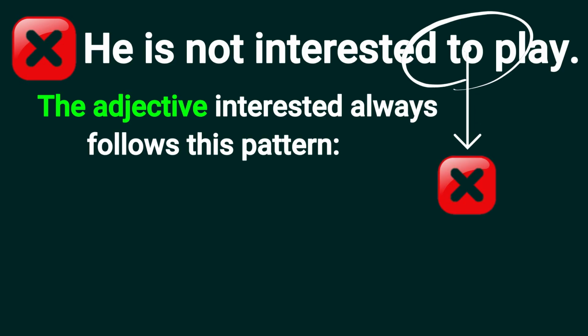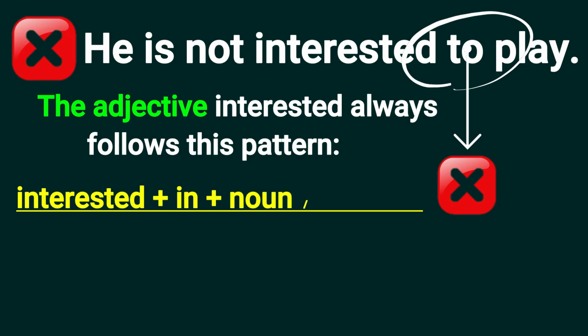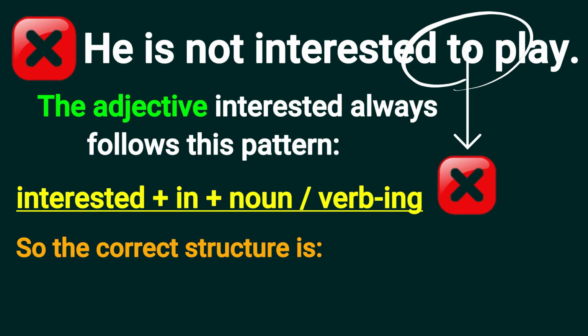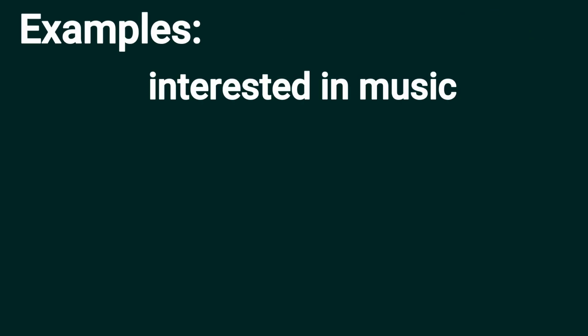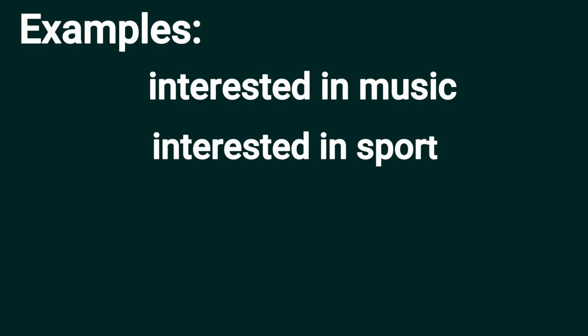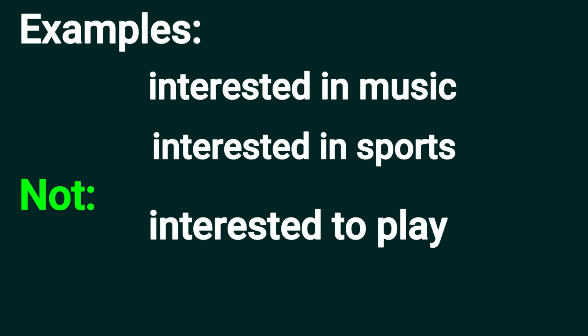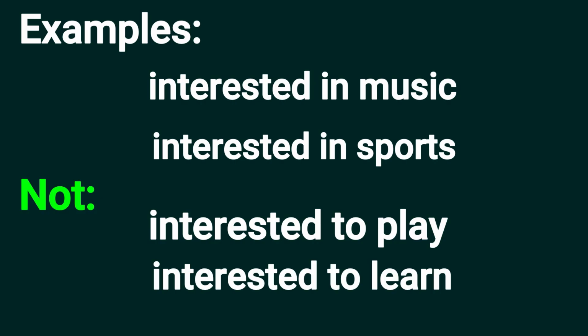Using of to play is wrong because the adjective interested always follows this pattern: interested plus in plus noun plus verb plus ing. So the correct structure is interested in plus playing. So let's understand by example. Interested in music, interested in sports are right, but interested to play, interested to learn are wrong.